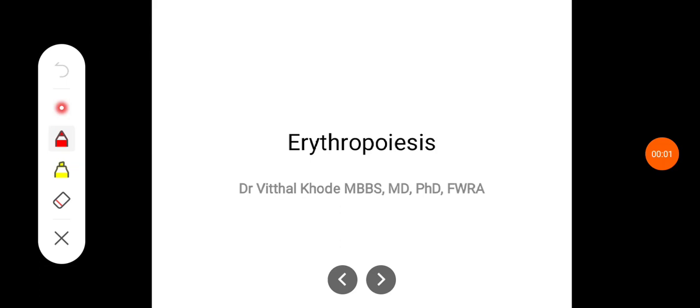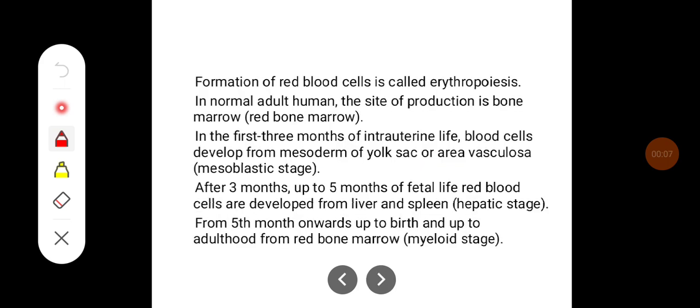Hello everyone. In this class, we'll learn about erythropoiesis, that is the production of RBCs from the bone marrow. Formation of red blood cells is called as erythropoiesis. In normal adult human, the site of production is bone marrow, that is red bone marrow.